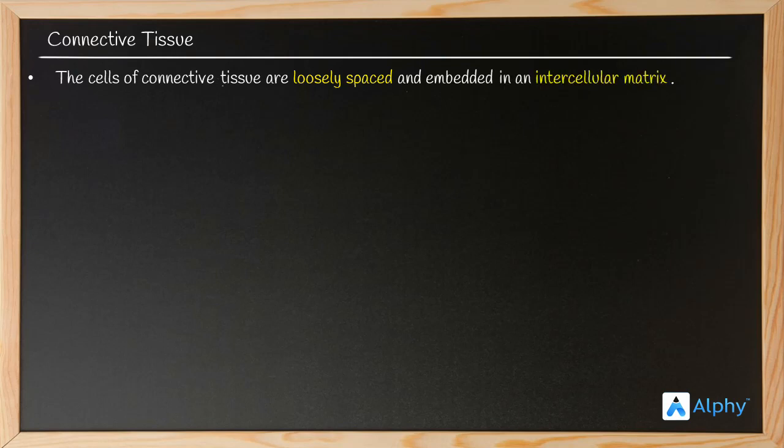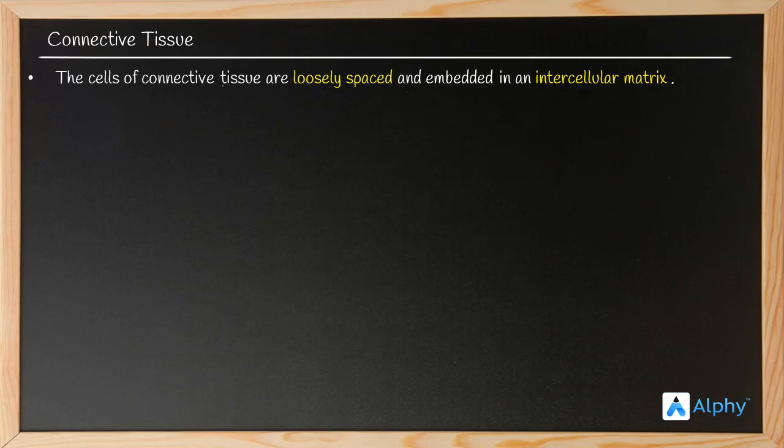First point, the cells of the connective tissue are loosely spaced and are embedded in an intercellular matrix. So, what is the definition for connective tissue? A tissue which contains cells which are loosely spaced or packed and are embedded in an intercellular matrix is likely to be called a connective tissue, right? That's it. Now, what about intercellular matrix?